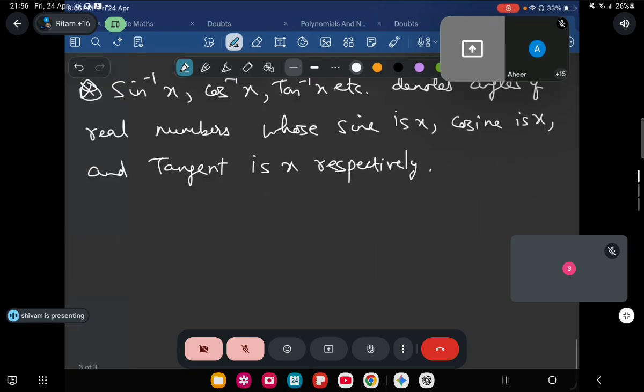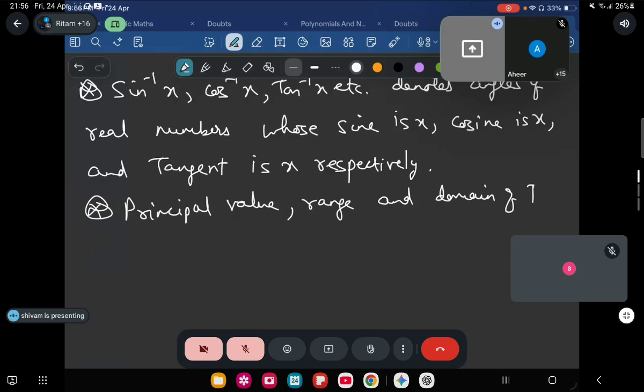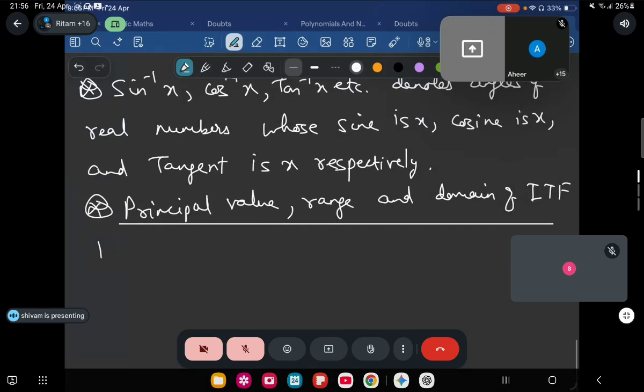Next. Principal value, range, and domain of ITF. Remember this principal value, range, and domain of ITF. Okay. So over here, I'm going to write down the ITF. Over here, domain. And over here, range. Okay. ITF, domain, and range.